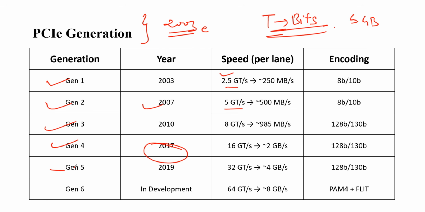Now here, encoding is there. What does encoding mean? We are going to discuss this in detail in our upcoming session, where we will see why encoding really matters and how it helps during data transfer. And this is nothing but the transfer rate that is given. In Gen 1 the transfer rate is 2.5 giga transfers, in Gen 2 it is 5 giga transfers, in Gen 3 it is 8 giga transfers, in Gen 4 it is 16, and so on.